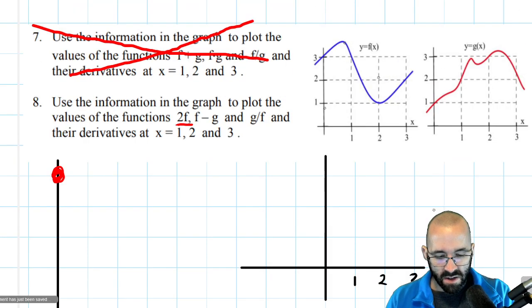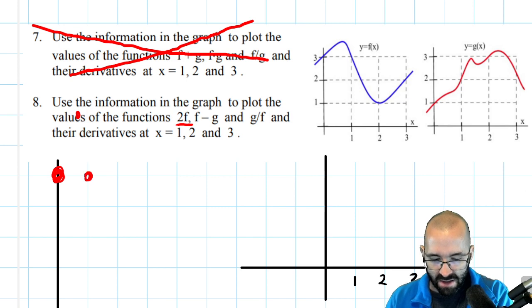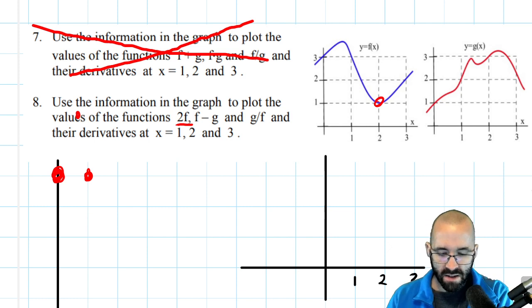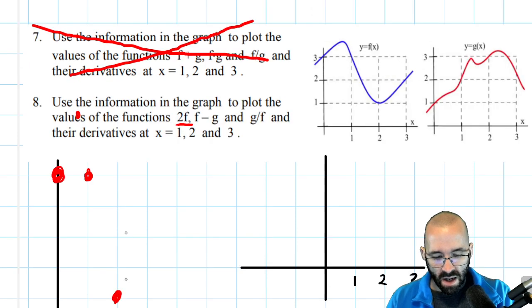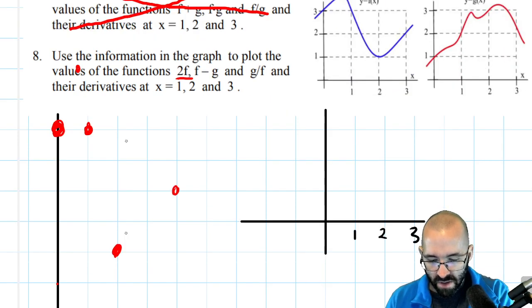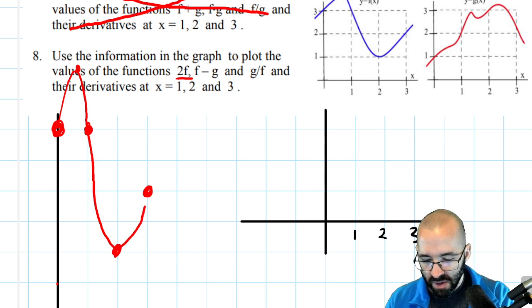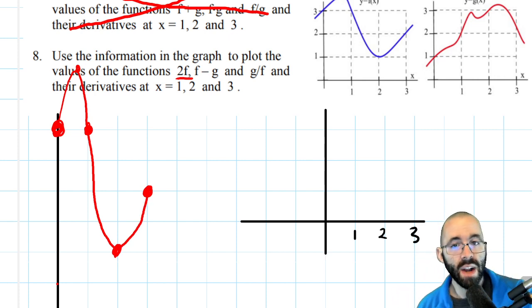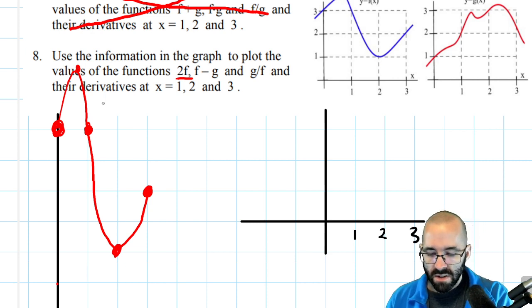And then about 2/3 of the way, it's going to go all the way up to 8, like here. And then it comes back to 6. And then it goes all the way down to 1 here. We need to double that. So it's going to go all the way down to 2. And then it goes back up to 4. And it should have the same shape, right? 2f should have the same shape as the original graph. It's just doubled. It's just stretched. This is 2f.